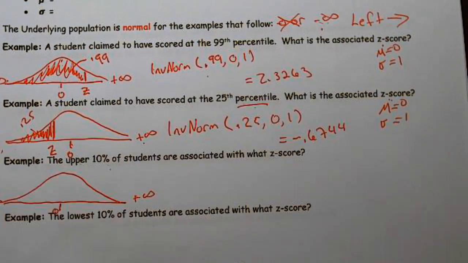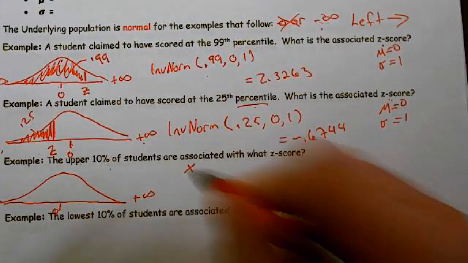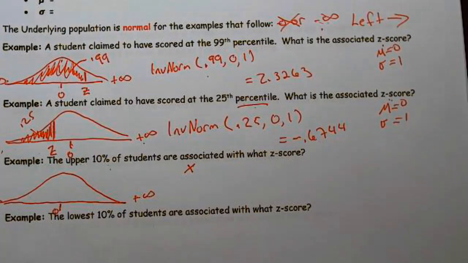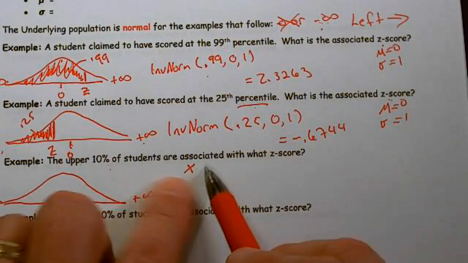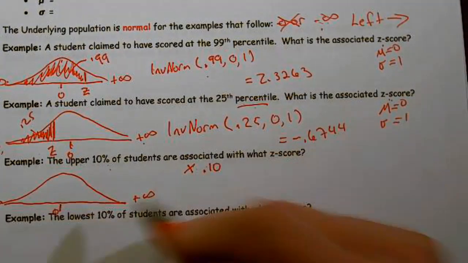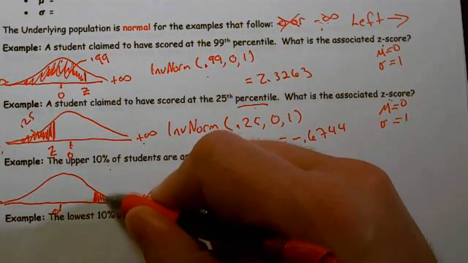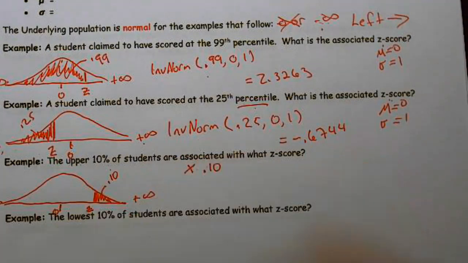But if they say the upper or the lower, etc., I always want you to put an X. Just draw an X on a sheet of paper. You're like, why? Well, here's why. This says the upper 10%. So upper means we're above. So that means this upper section right here is 0.10, and this is the z-score I'm looking for.